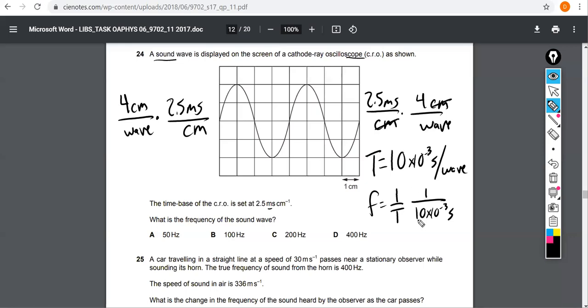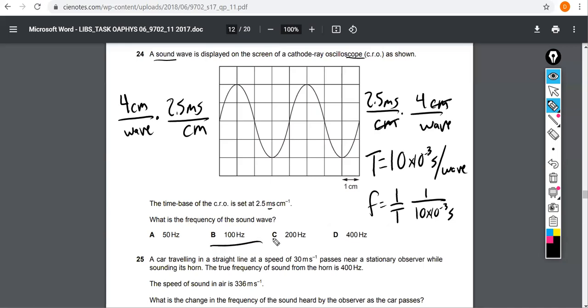One divided by 1,000 is 1,000. So I must have made a mistake. Where did I go wrong? I think I did 1 times 10 to the 3 instead of 10 times 10 to the 3. So I think it's 100 hertz, because 1 divided by 10 times 10 to the negative 3 is 1 divided by 10 thousandths, which is 100, right? So 1 divided by 0.01 is 100.